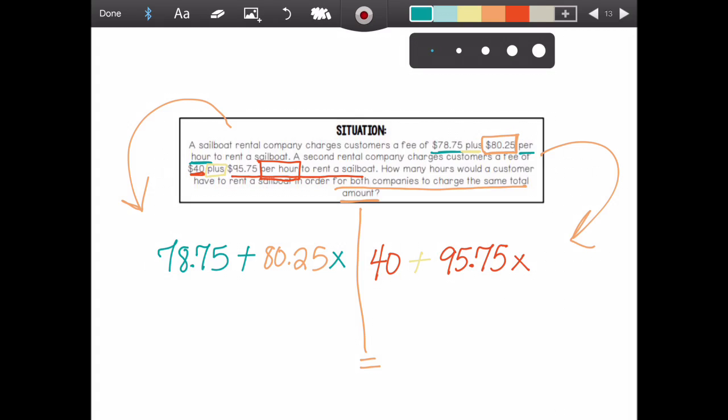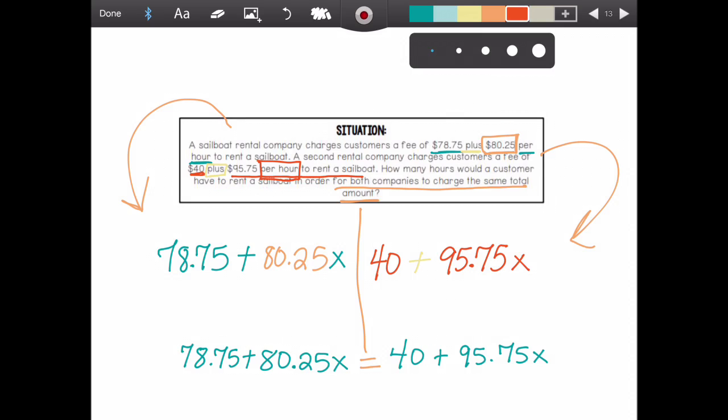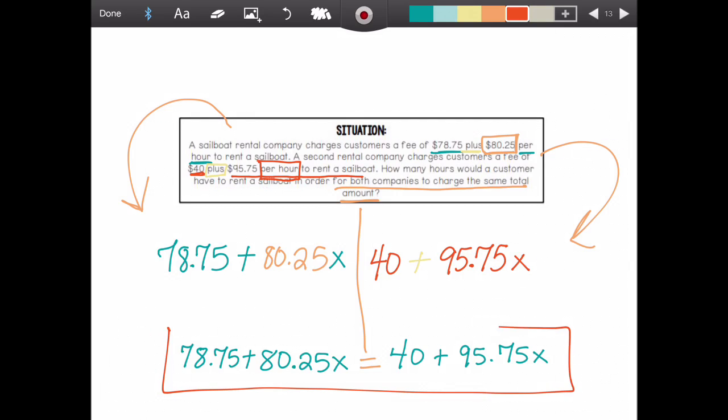Lastly, we just need to set these equal to one another. So $78.75 plus $80.25 times X is the same as 40 plus $95.75 times X. All right, guys, that would be our equation to help us solve this problem.